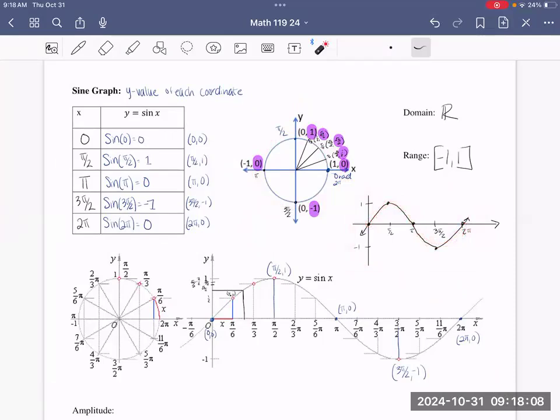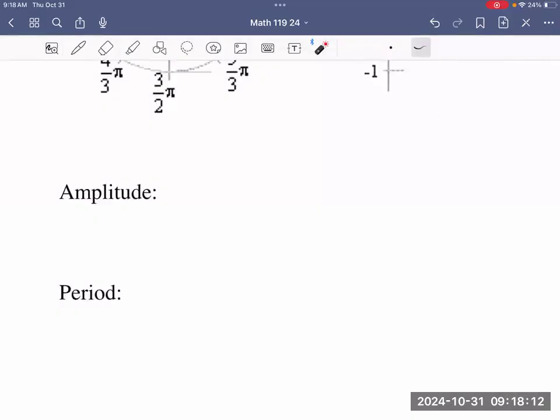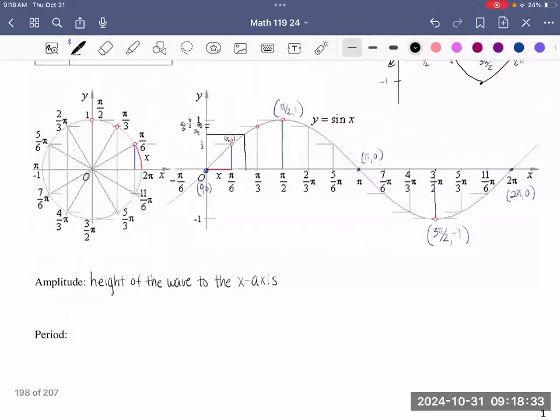Now let's take a look at some of your language today. So we're looking at amplitude. What is amplitude? Amplitude is the height of the wave to the x-axis.